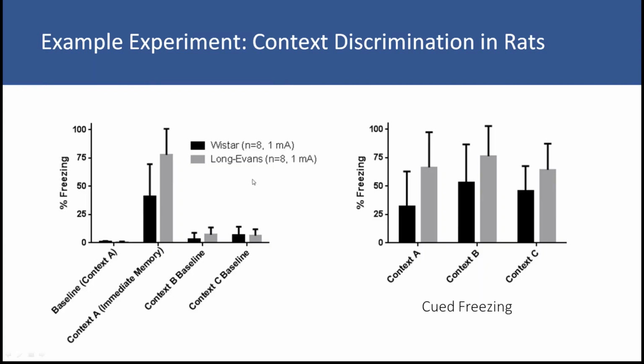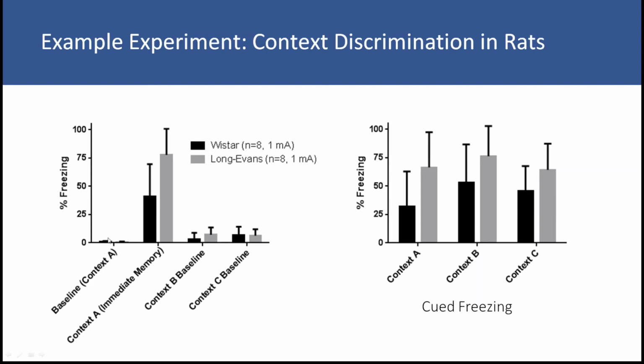And we're using two different strains of rats. We're using Wistar and Long Evans rats, and we've got 8 rats in each group. And we're also looking at different shock intensities. For today, I'm just pulling out examples from rats that were trained with 1 milliamp of shock for the aversive condition. And under baseline conditions in the training context, we have very low freezing.